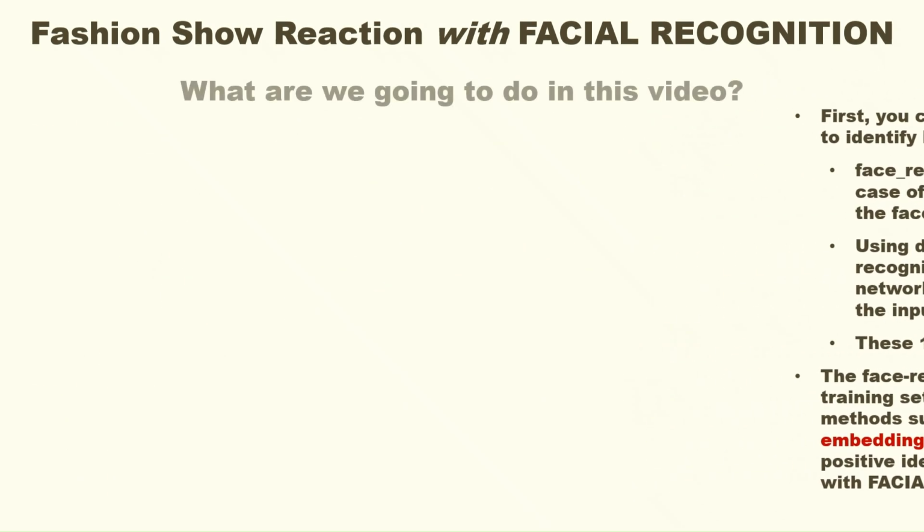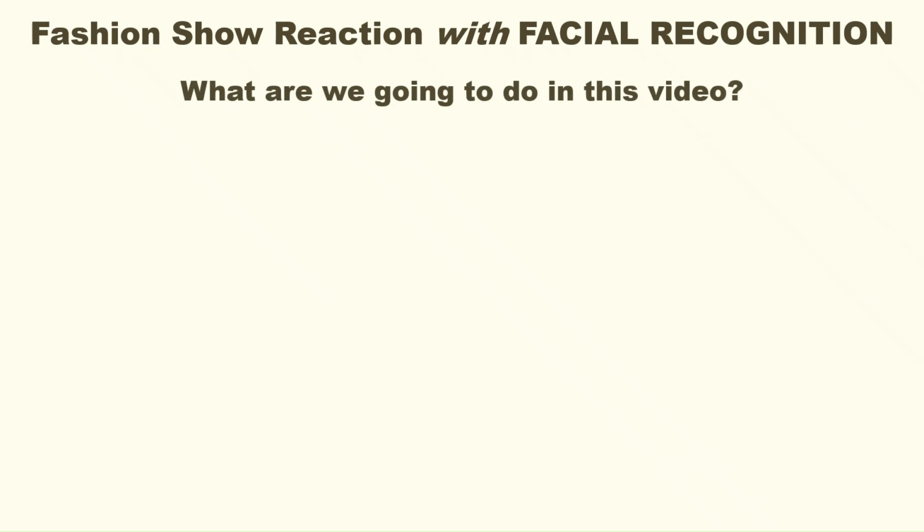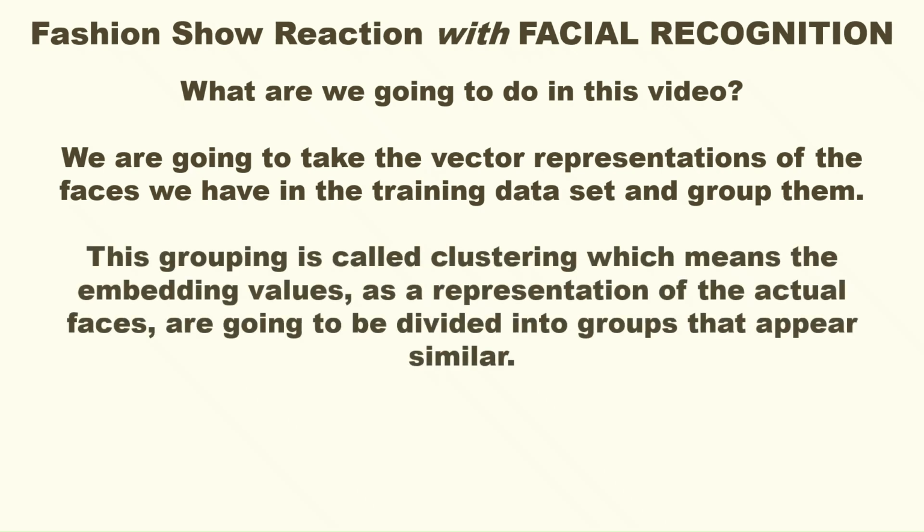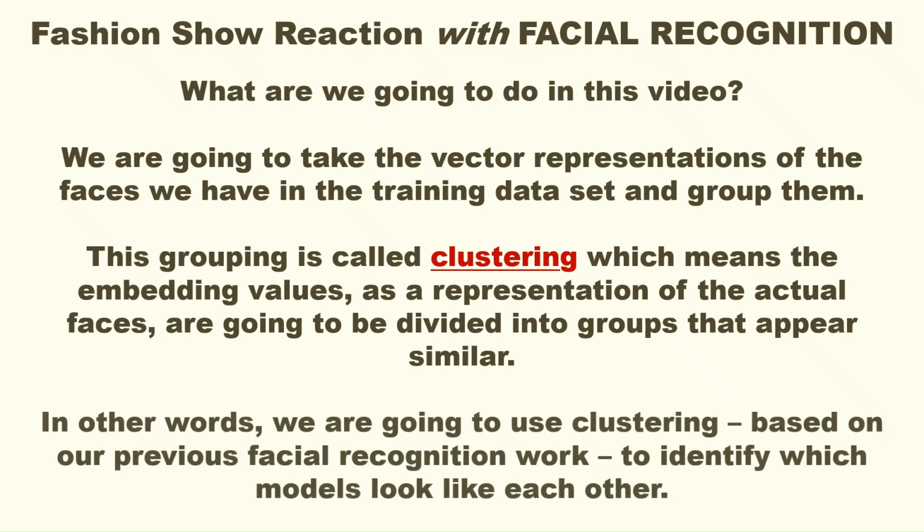All right, let's get down to what we are going to do in this video. Both sections of the video are based on clustering the face embeddings from the training data set. A good example of clustering is if someone gave you a basket full of multiple kinds of fruit and asked you to sort them by kinds of fruit. You might end up with a pile of apples, a pile of oranges, and a pile of figs, etc. You cluster the fruit by type. Here, we're going to cluster the faces by how they look. In other words, we're going to group together models that look like each other.